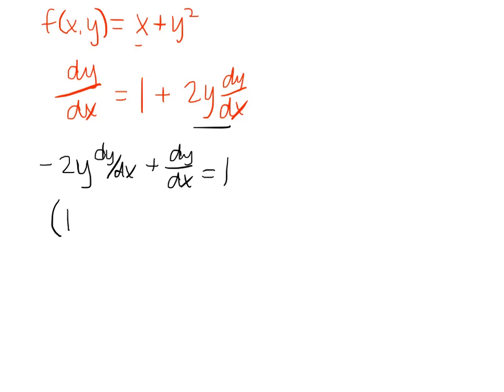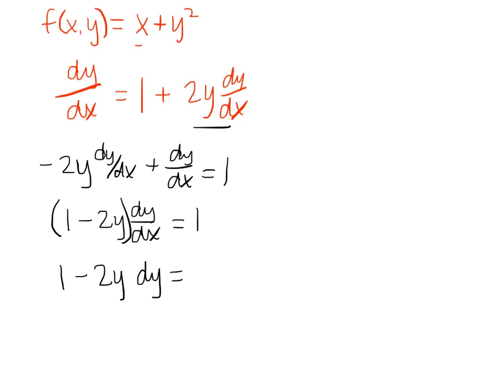I'm going to factor out the dy/dx. So I end up with 1 minus 2y, that quantity, times dy/dx equals 1. And then I see that I can easily separate my variables by multiplying by dx. So I really have (1 minus 2y) dy is equal to 1 dx. And I can actually go ahead then and integrate and go through and solve for some value of c.